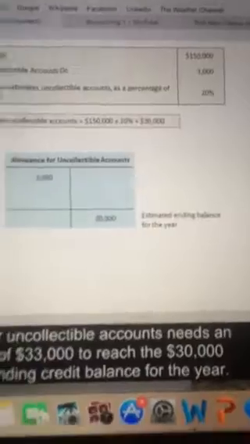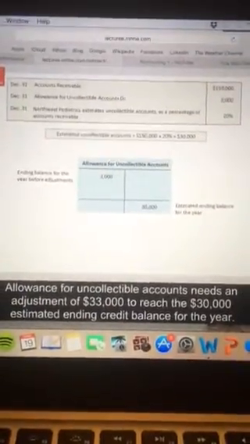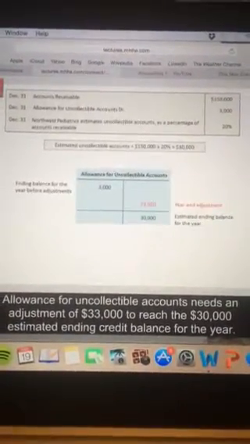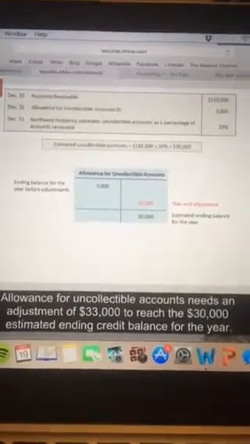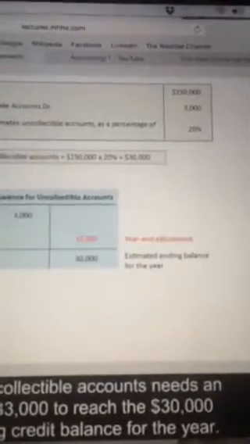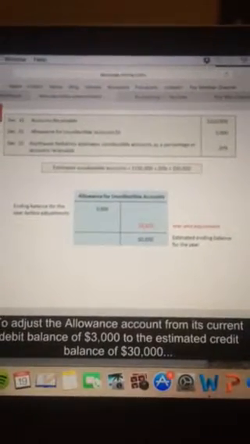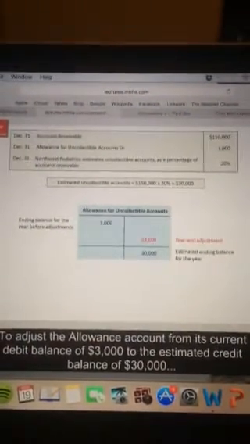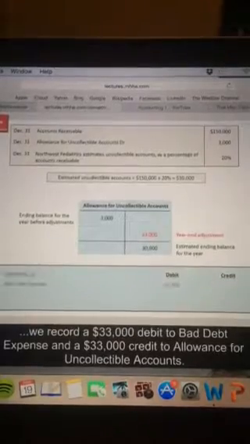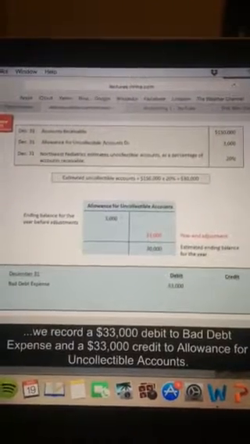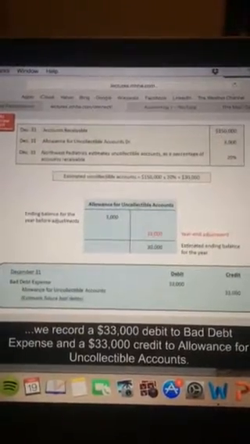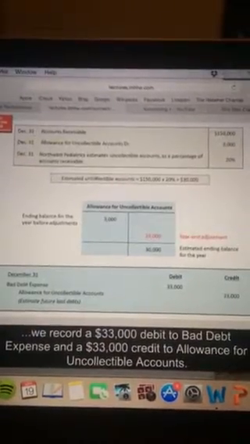The allowance for uncollectible accounts needs an adjustment of $33,000 to reach the $30,000 estimated ending credit balance for the year. To adjust the allowance account from its current debit balance of $3,000 to the estimated credit balance of $30,000, we record a $33,000 debit to bad debt expense and a $33,000 credit to allowance for uncollectible accounts.